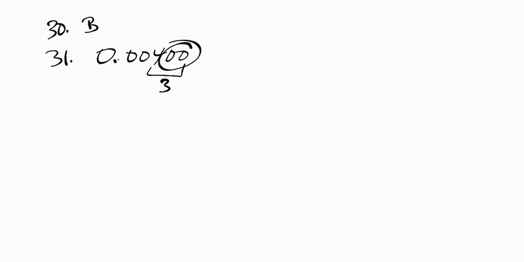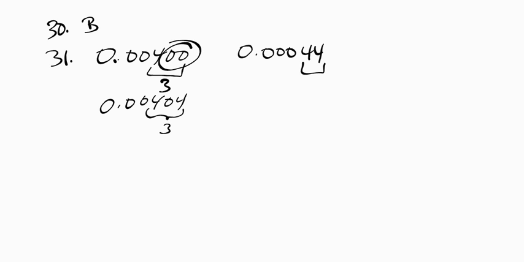Trap zeros always count, so I have 3 on that one. I have 0.00044. There's only 2 there. And that's what we're looking for, so that is our answer. And that one is 3 again, because a trailing 0 to the right of a decimal always counts. So the answer for that one is going to be C, which is this one right here. There's 2 sig figs. Leading zeros never count.